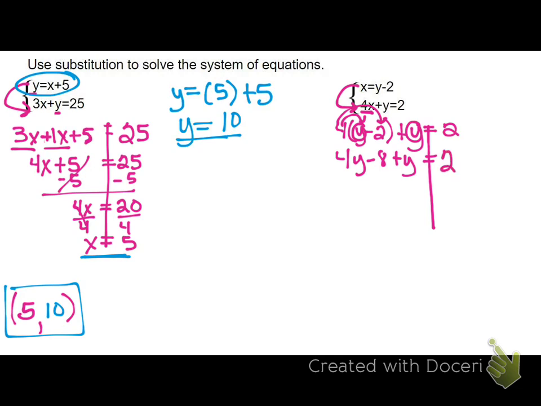After I distribute, I combine like terms. What's 4y plus y? 5y. Bring down my minus 8 equals 2. Okay, and then plus 8. Positive 8.